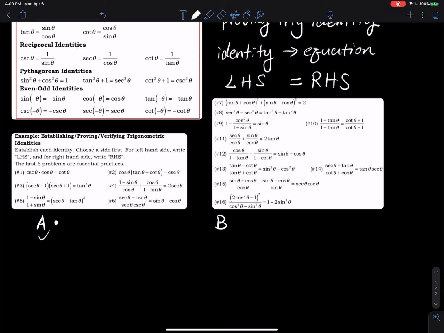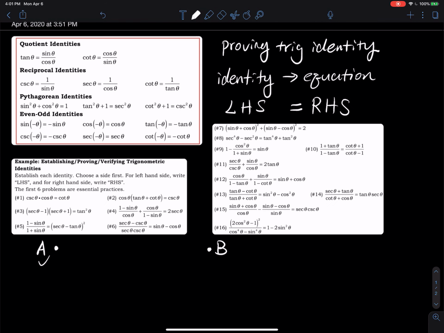Your job is to get from point A to point B. So that is building a proof. A proof is like building a bridge to connect point A and point B. You pick a side, I pick point A, and then you have to start building stuff. What is building stuff in proving identity? Building stuff means you have to use all the identities or all the formulas you know.